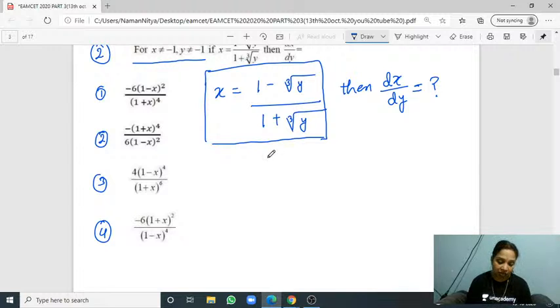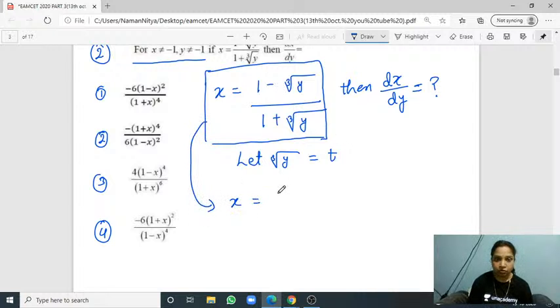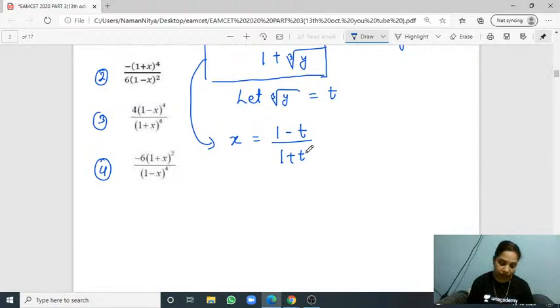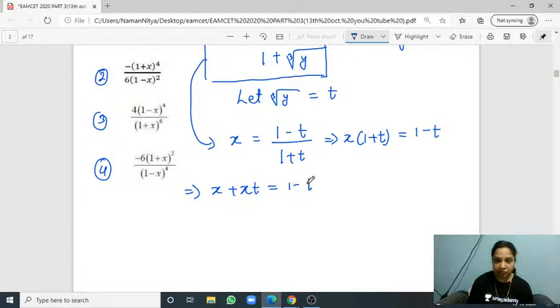So if x is this, how to calculate y equal to? We can just say let cube root of y is equal to t. So if I am saying this as t, what will be this? X equal to 1 minus t divided by 1 plus t. Why I have written? Just to calculate what is t equal to from this equation. So if I am solving this further, I'll get x into 1 plus t equal to 1 minus t. So from here, if I multiply, x plus xt is equal to 1 minus t.